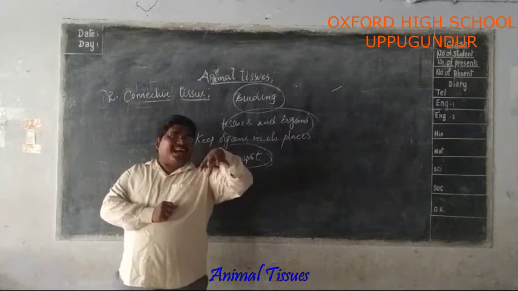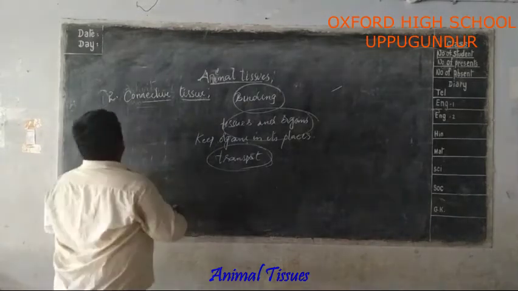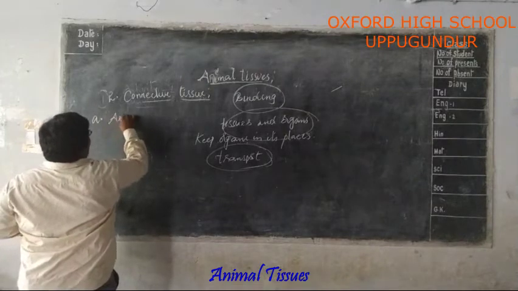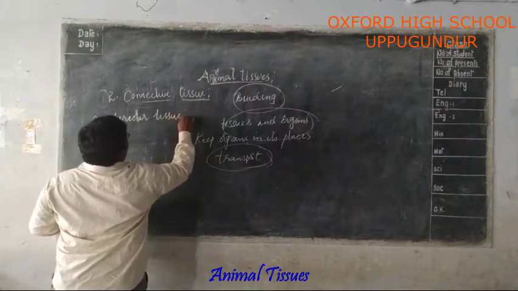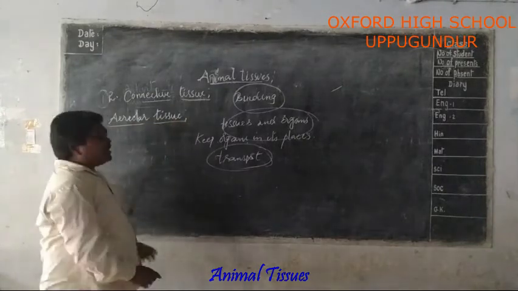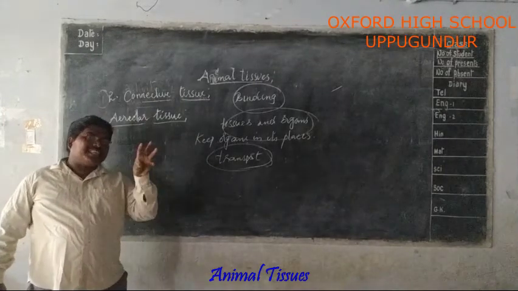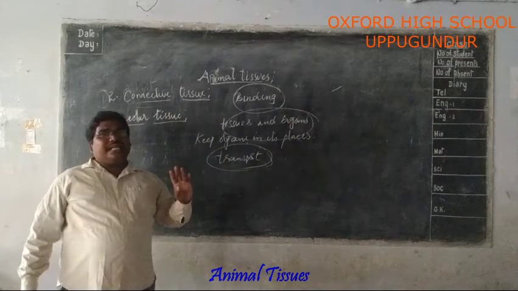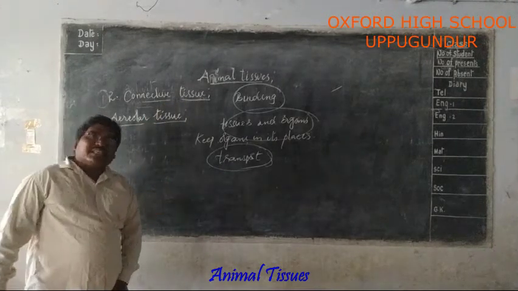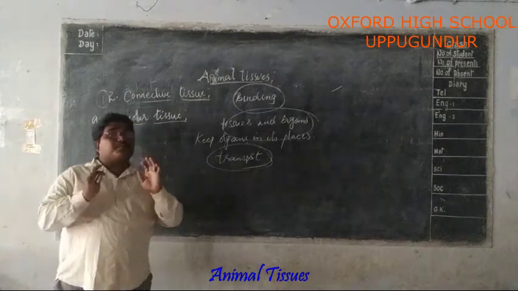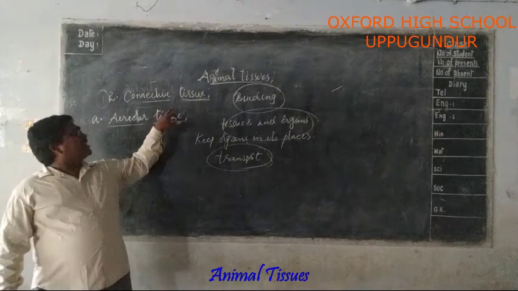On the basis of their location and functions, connective tissue is divided into several types. The first one is areolar tissue. Areolar tissue is a type of connective tissue which makes the connections between the different tissues. It also helps keep the organs in the same place. It makes the connections between the several tissues and helps keep the organs in a specific place. These are the major components of the connective tissue.